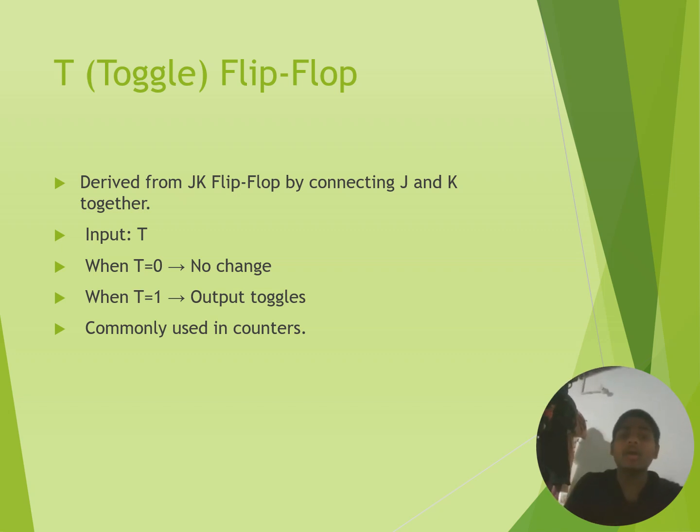Commonly used in counters. Toggle is derived from the JK flip-flop by connecting J and K together. It has only one input, it is T. When T equal to 0, it has no change. When T equal to 1, output toggles, which means it changes the value to its complement. Commonly used in counters.